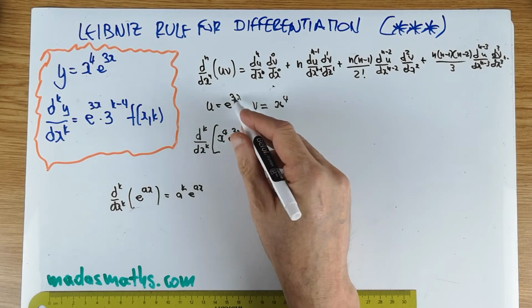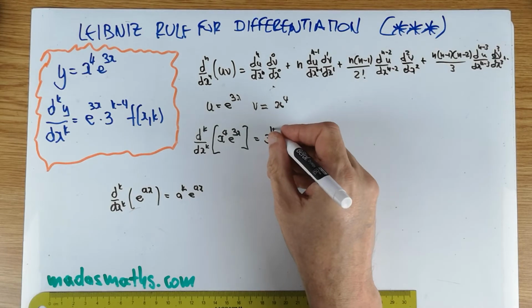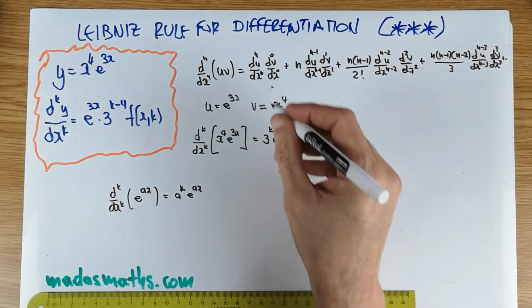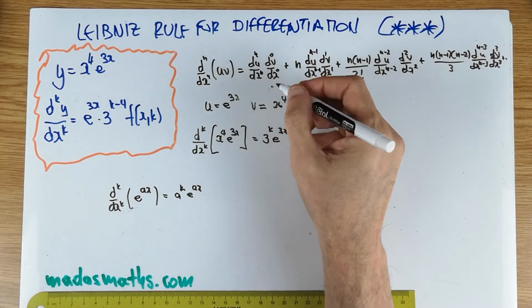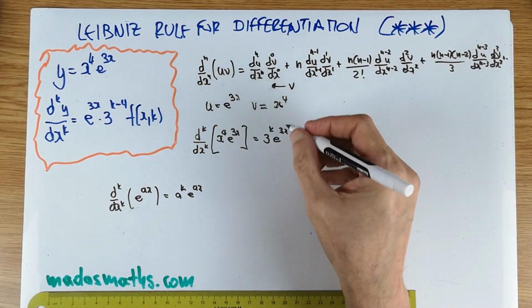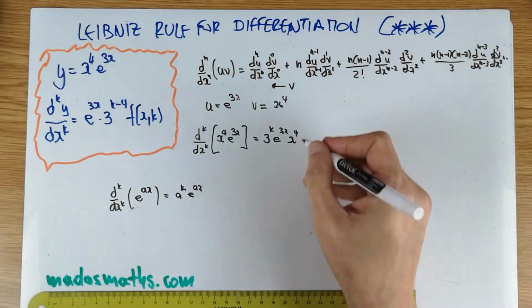If I differentiate that k times, I'm going to get 3. That's my a, basically. 3 to the k, e to the 3x, times this, which I rubbed off, but that's actually just your v. So it's going to be times x to the 4. So that's the first term.